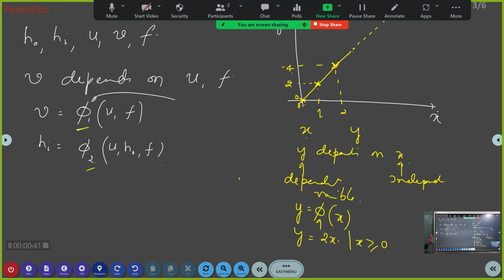So we were here. You remember? Yes. These were the five variables. Of course, if you are taking a concave mirror fixed in an experiment, then focal length is fixed.